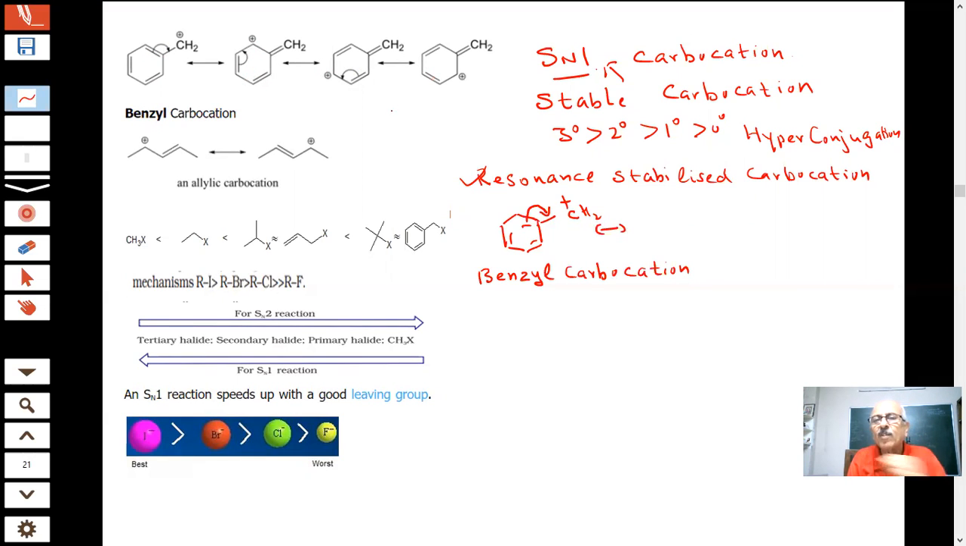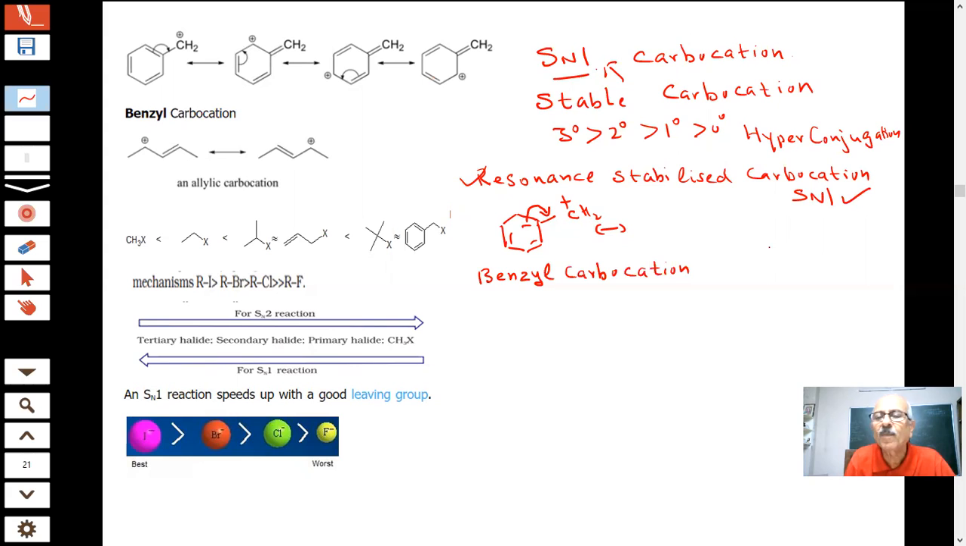Benzyl carbocation is quite stable. The stability may be equal to the 3-degree carbocation, because 3-degree carbocations are also stable. So in reactions where such a carbocation can be formed, the reaction will prefer to go by SN1 mechanism.